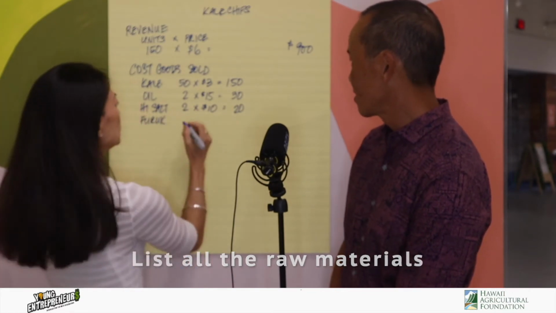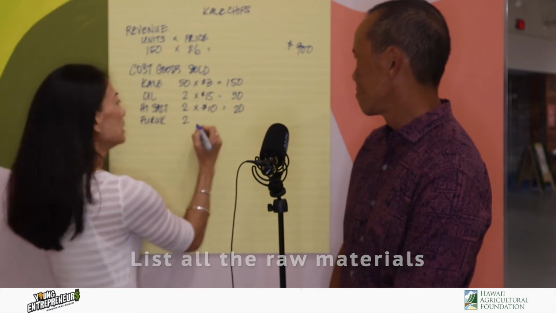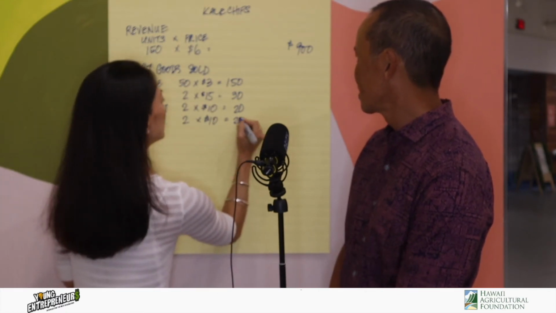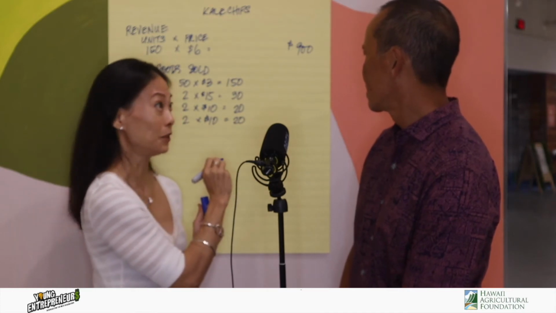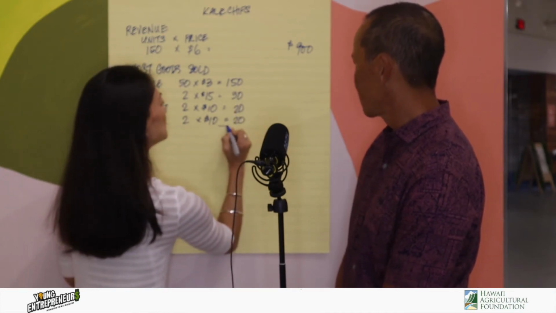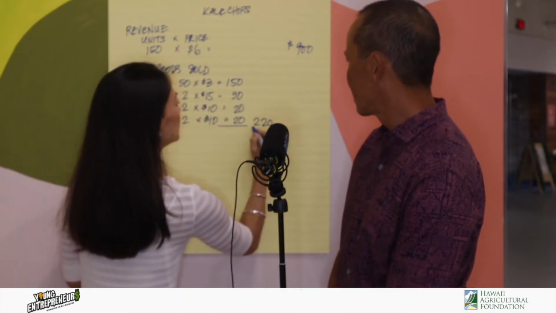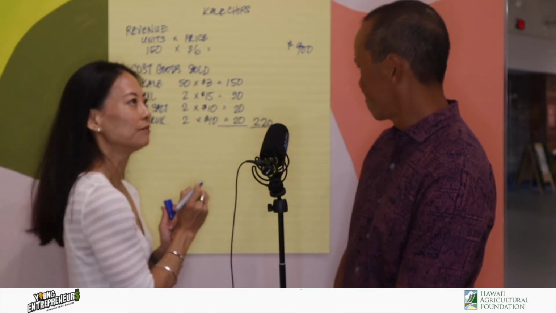Maybe 2 bags. So 2 bags of that times also say 10. $10. $20. Okay. So then we take a subtotal, right? Add these up. 220. So all of these is 220. Okay. Looking good so far.